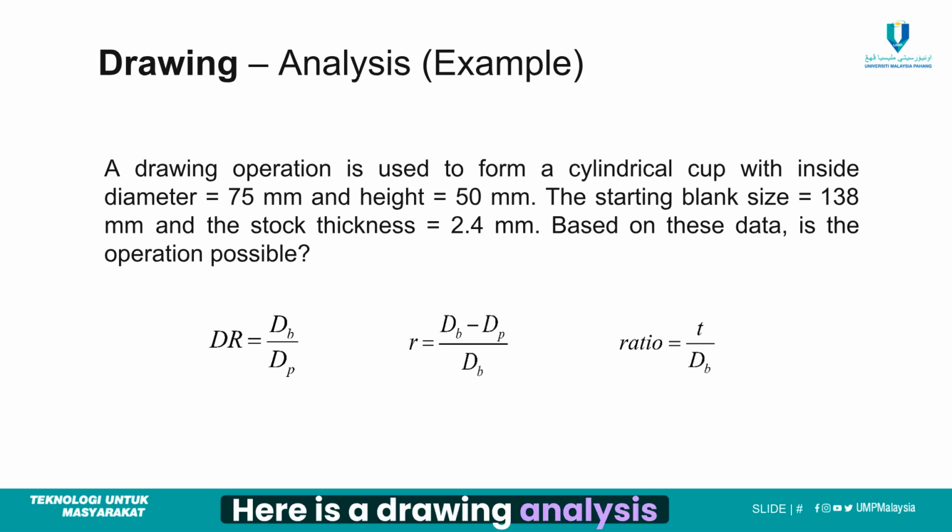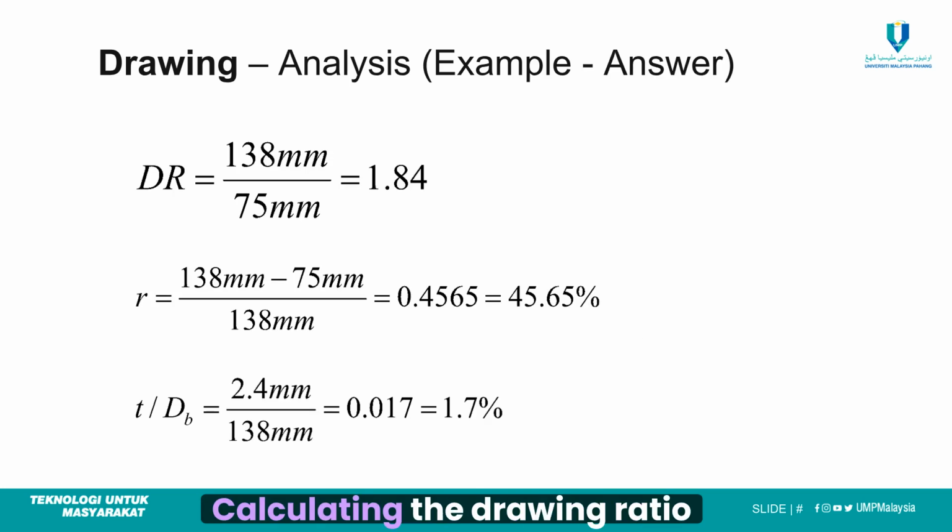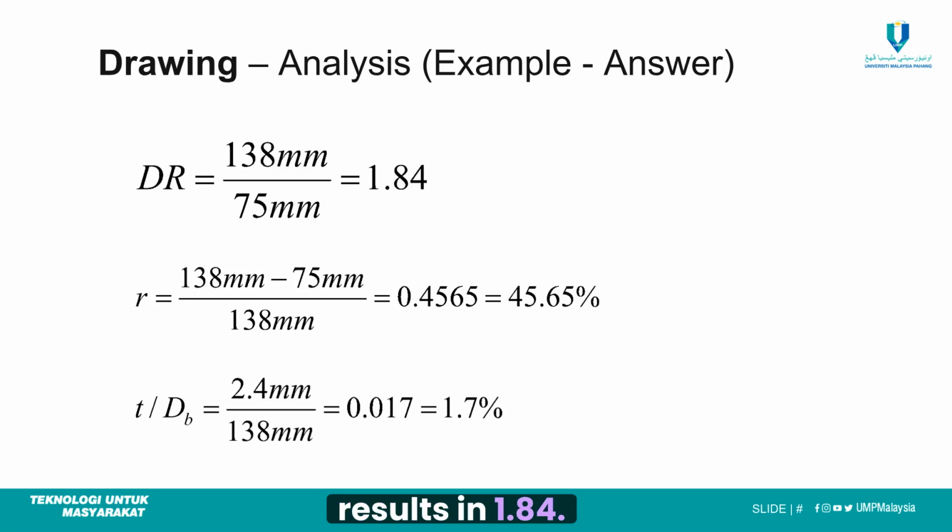Here is a drawing analysis example. We are asked if forming a cylindrical cup with a 75 millimeters diameter, 50 millimeters height, from a 138 millimeters blank with a 2.4 millimeters thickness is possible. We will use the drawing ratio, reduction, and thickness ratio to determine feasibility. Calculating the drawing ratio results in 1.84.